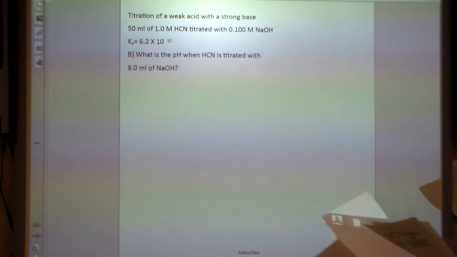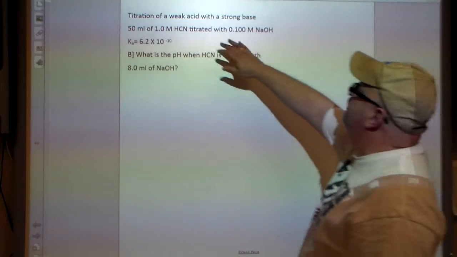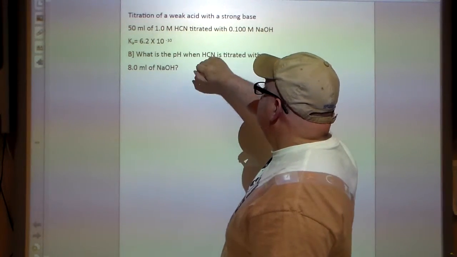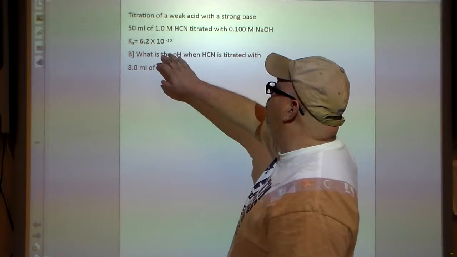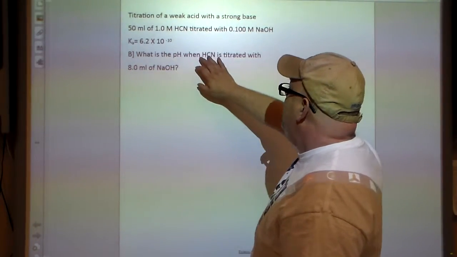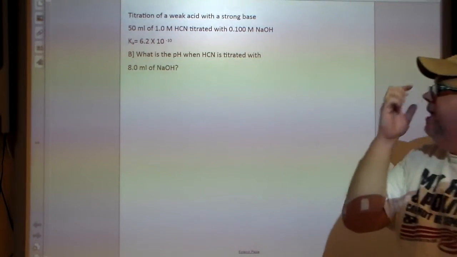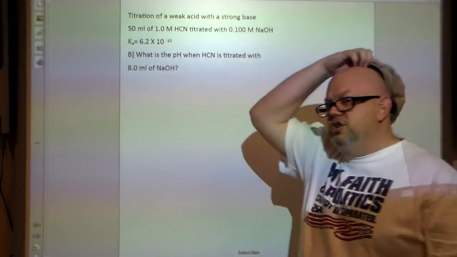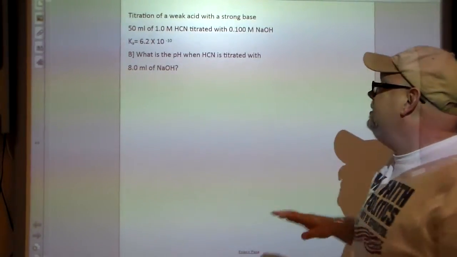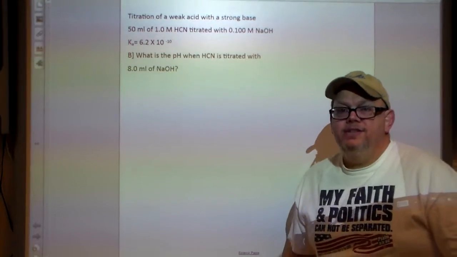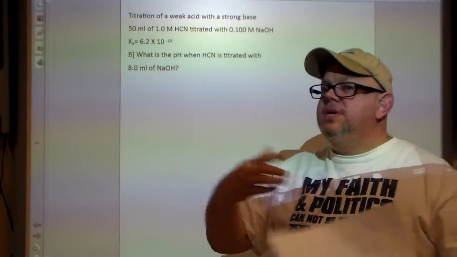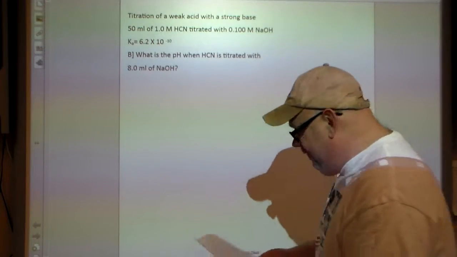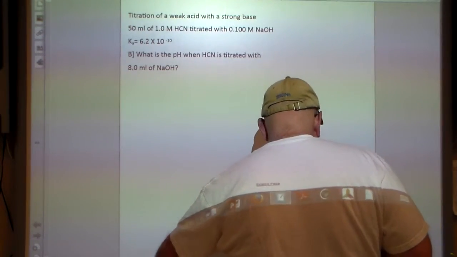So now, moving on to the second problem, we have a titration of a weak acid, strong base, same conditions, but now the question is, what's going to be the pH when the HCN has been titrated with 8 milliliters of NaOH? Now, at this point, the situation's a little different because we've added some base, which means there is some canceling out of different things. So, how do we go about this?